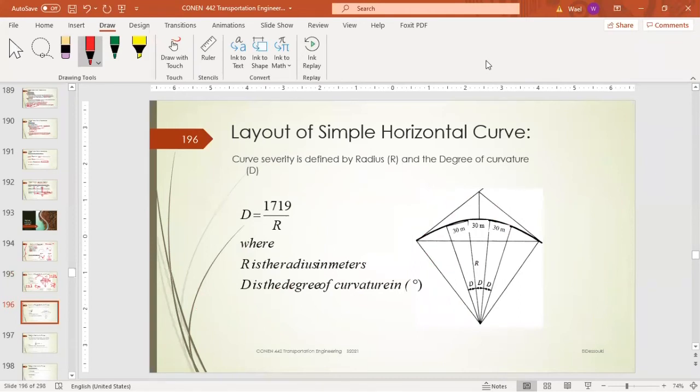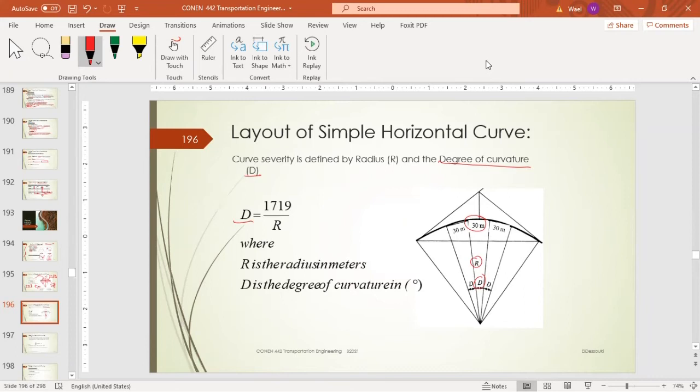There is another value which we call the degree of curvature, D. So the D is the value corresponding to an arc length of 30 meters. So that's D, and that's 30 meters, and this is R. So basically, it's 1719 divided by R. This gives us the D.